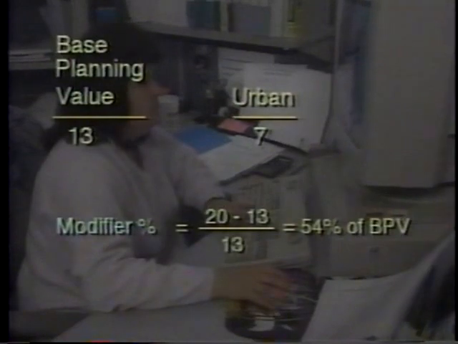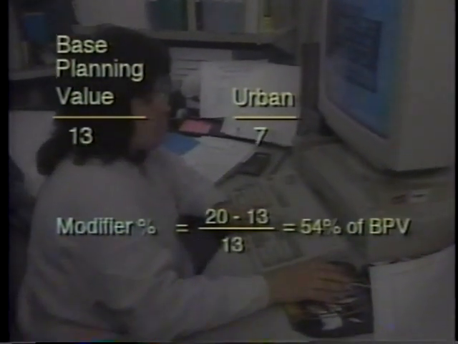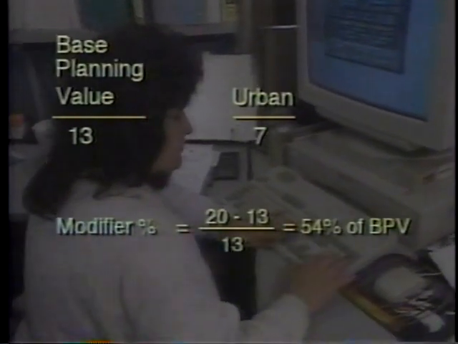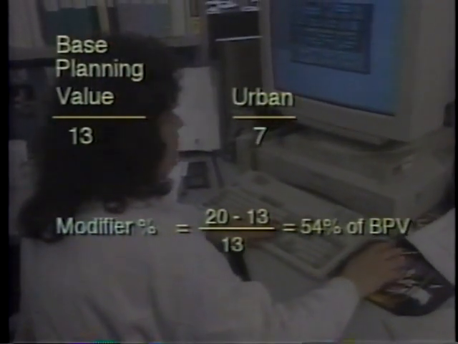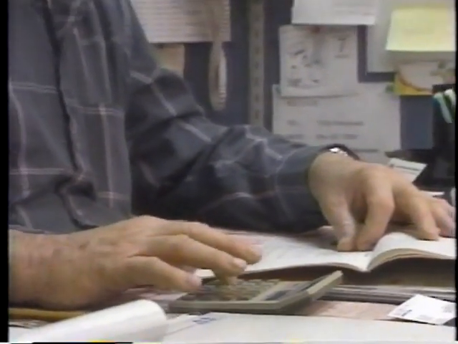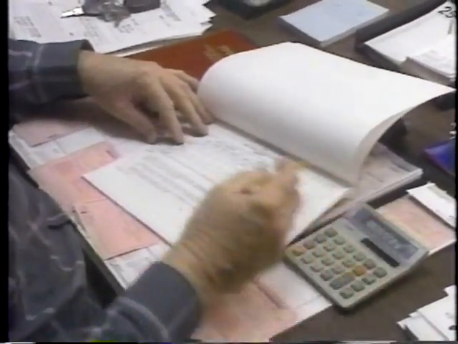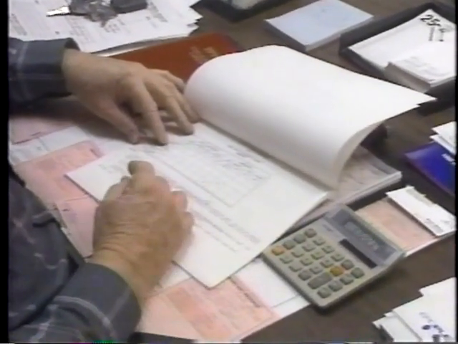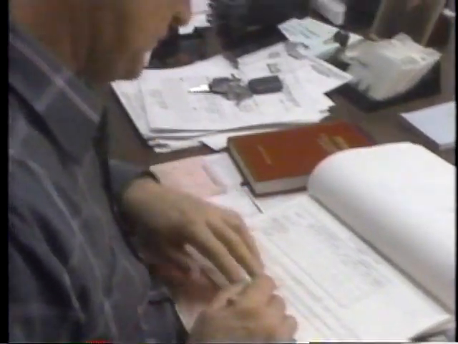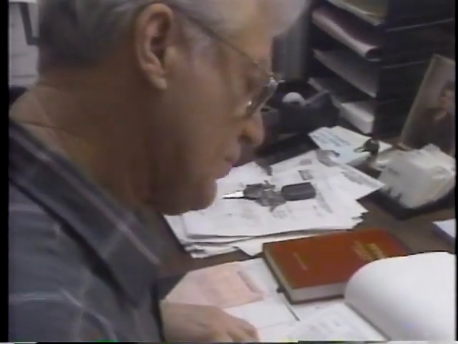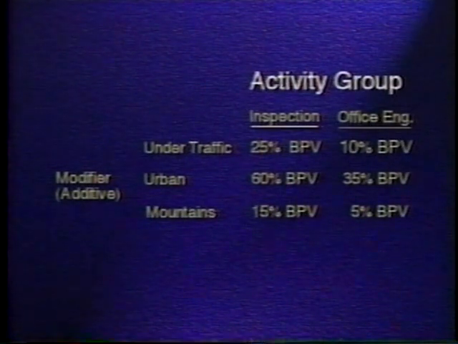Increasing the base planning values of the activities by applicable modifier percentages from the table of activity planning standards, computing a modified activity group base planning value for each modifier type, computing the activity group modifier, additive percentage, by dividing the difference between modified base planning values and the normal base planning value by the normal base planning value, and compiling modifier values on a table of activity group planning modifiers.